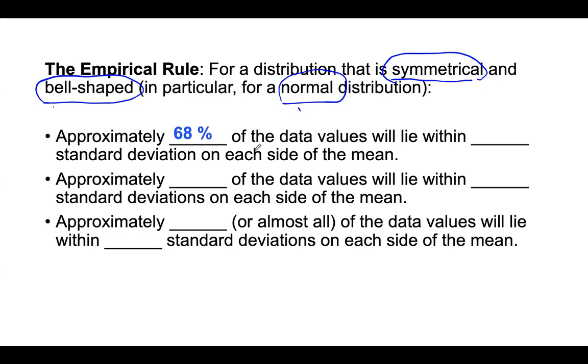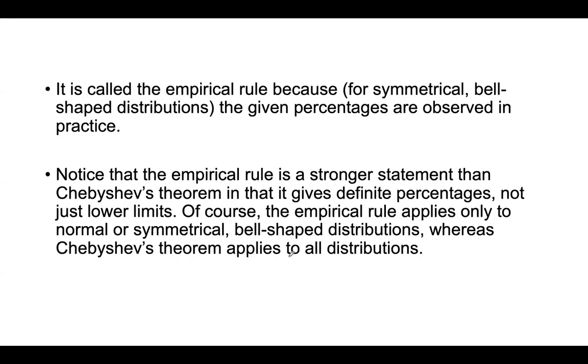Approximately 68% of the data values will lie within 1 standard deviation on each side of the mean. Approximately 95% of the data values will lie within 2 standard deviations on each side of the mean, and almost 99.7%, so almost all, of the data lie within 3 standard deviations on each side of the mean. It's called the empirical rule because for symmetrical, bell-shaped distributions, the given percentages are observed in practice.